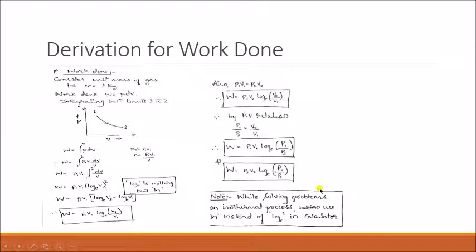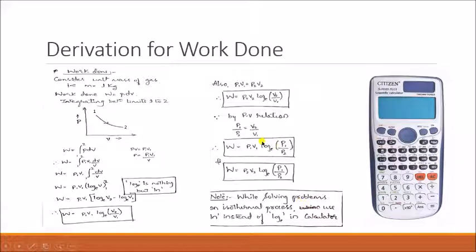Now, the important thing to note while solving problems: while using log in the calculator, while substituting, you have to use ln. You can see ln given here. Don't use this log. If you use log during substitution and finding the answer, your whole answer will be wrong. For that reason, this log is nothing but ln. So while substituting in the calculator, use P2 V2 ln of P1 by P2 or V2 by V1. Clear, guys? Use this ln while calculating the answer. Don't use log. Clear?